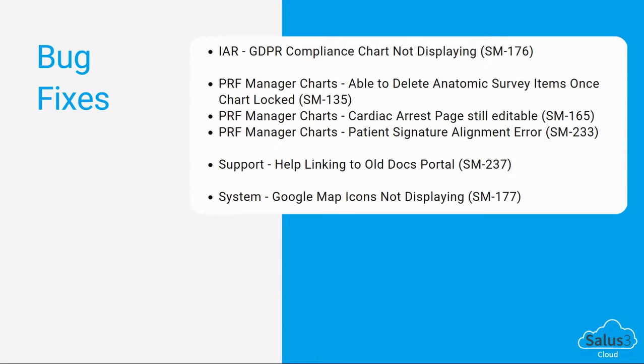Within the information asset register module, the GDPR compliance chart was not displaying, it was displaying a blank value, so we fixed that. And a couple of minor bug fixes in the PR manager charts. So once you'd locked a chart, you were still able to delete anatomic survey items, so that's been resolved. Again, for the cardiac arrest page, once the chart's locked, you can still edit that.